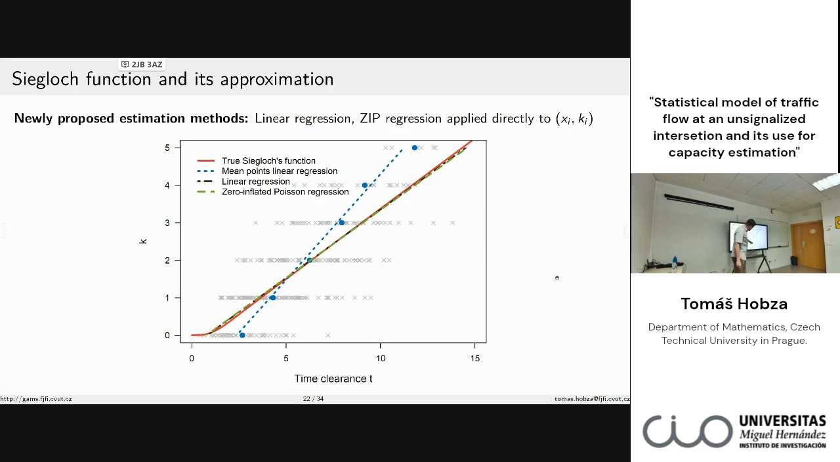And since this can also be viewed as counts, we have also used a zero inflated Poisson regression model with identical function. And you can see that both these models estimate the signal function very well. So the true one is the red one on the simulated data. These are our estimates. And this is the original estimate which is used now in practice. And it's a very simple change. Only say them, do not calculate the means. Skip one step and everything starts to work.